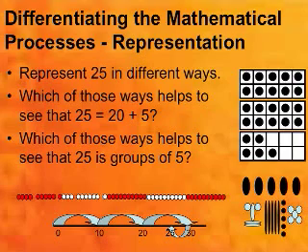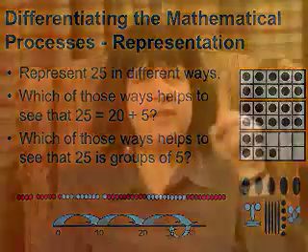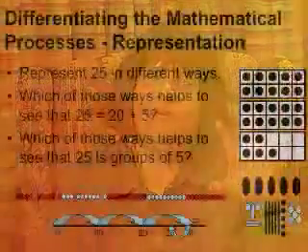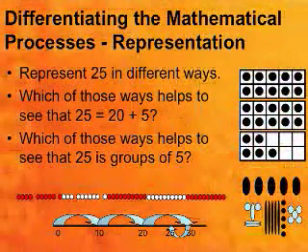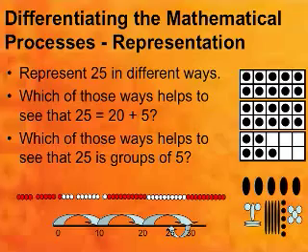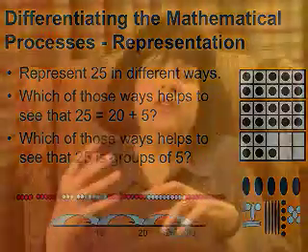look at your representations. Tell me which of them really help you see that 25 is a 20 and a 5. And what you'll find out is that some of them really show it, and some of them sorta, kinda, but not really. Which of them really help you see that 25 is 5 groups of 5? And you'll find that some of them really do and some of them really don't.